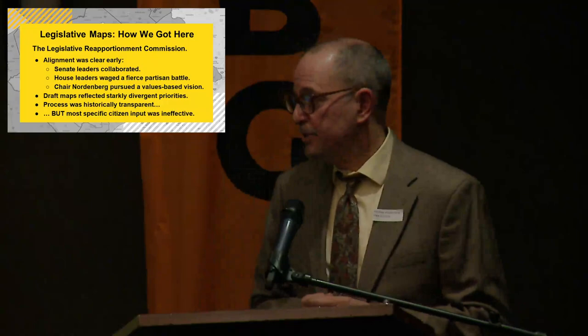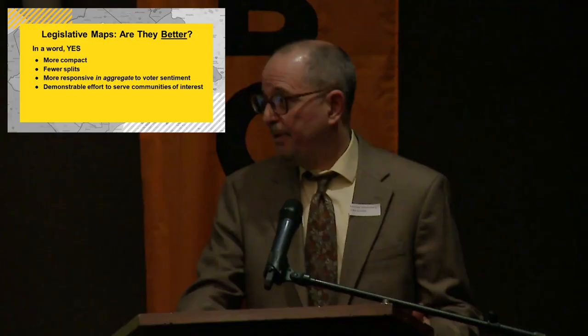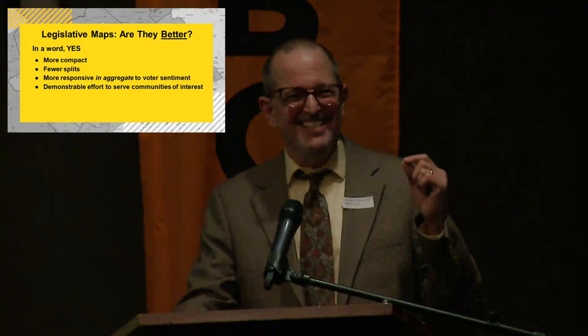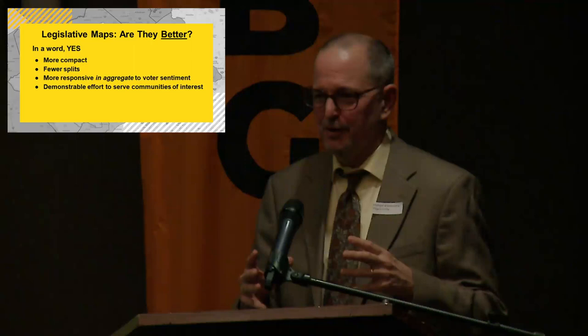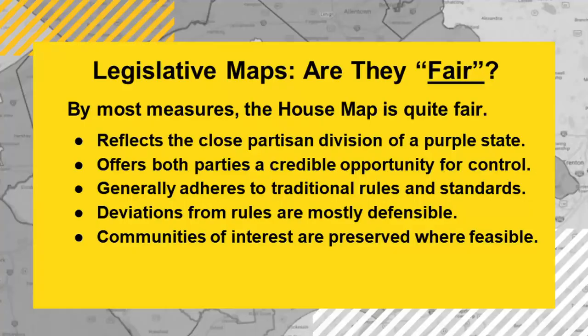Let's move on. I'll try to wrap up quickly with the two big picture questions. Are the maps better? In a word, yes. They are unquestionably better by the vast majority of metrics that we use. They're more compact, there are fewer splits, they're much more responsive, at least at the aggregate level, to voter sentiment, and we will return to the concentration of influence in a few districts. And there was a demonstrable effort, certainly on the House map, to a lesser extent on the Senate map, to serve communities of interest, and that manifested itself in multiple ways that we can talk about as we go on.